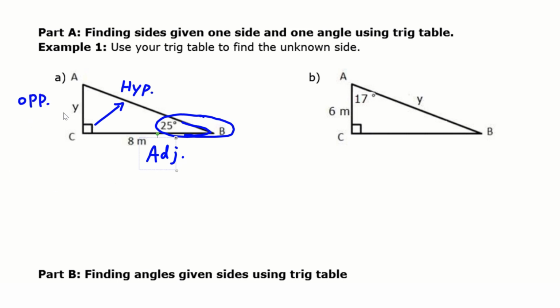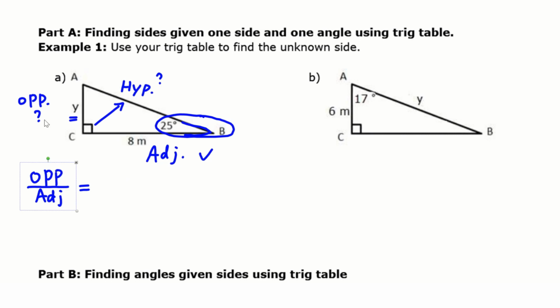And in order to find the opposite, the adjacent is given. So in the ratio, we want one unknown. We don't want two unknowns. So we don't want to pick opposite over hypotenuse. And also we don't want to pick adjacent over hypotenuse, because we want to solve for opposite, not hypotenuse. So we want to solve for y. Then we are going to pick the ratio opposite over adjacent and use the trig table to find 25 degrees.